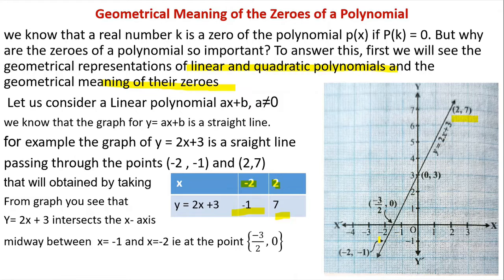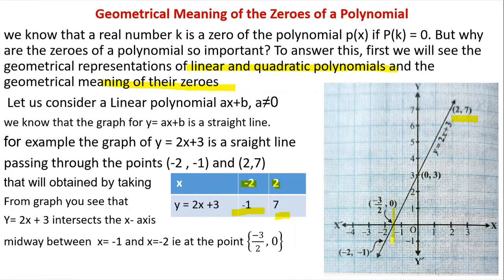Now from the graph we can clearly observe that the straight line intersects the x-axis exactly in between minus 1 and minus 2. So we all know that the point where the graph intersects the x-axis is called the zero of a particular linear polynomial. So if we want to know the point at which the line intersects the x-axis, we have to find the zero for the given polynomial equation.